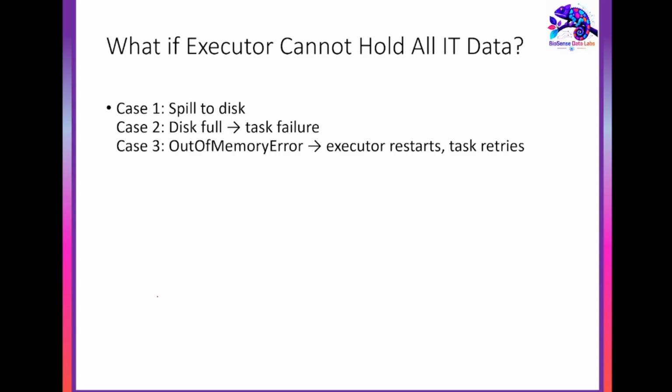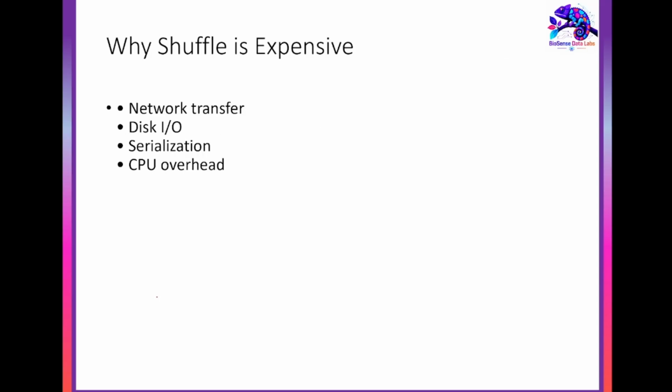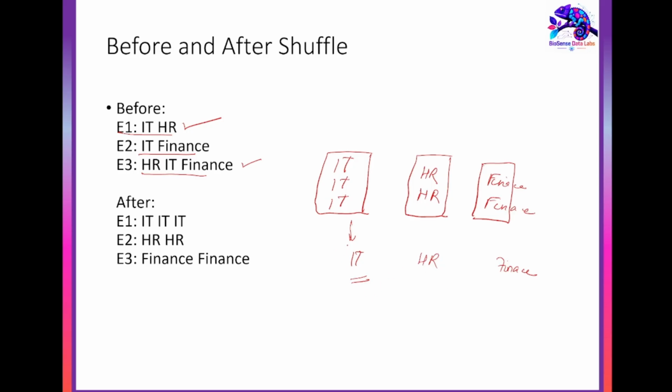Now the question is, what if the executor cannot hold all the IT data? Imagine this executor 1 has 4 GB of RAM and 8 GB of hard disk, and we have a billion rows, and the data size is somewhere around 15 GB. So some part of this data will be stored in this RAM, and some will be spilled to this hard disk. Storing of the data on hard disk is known as spilling.